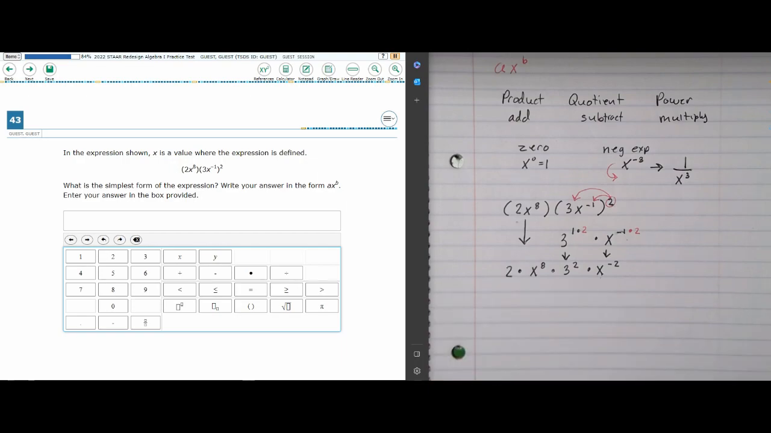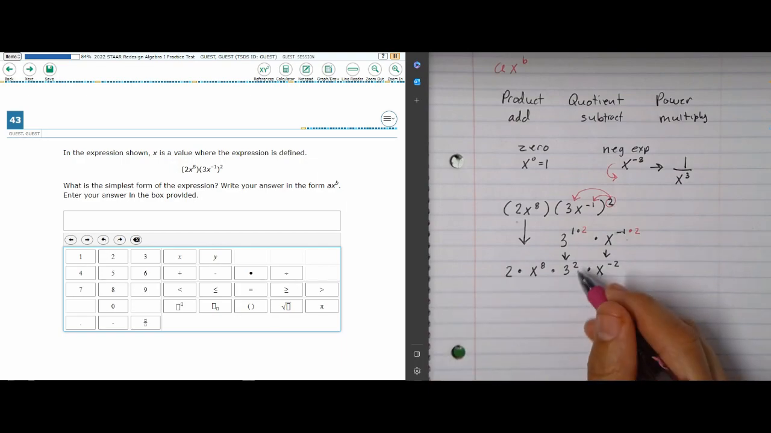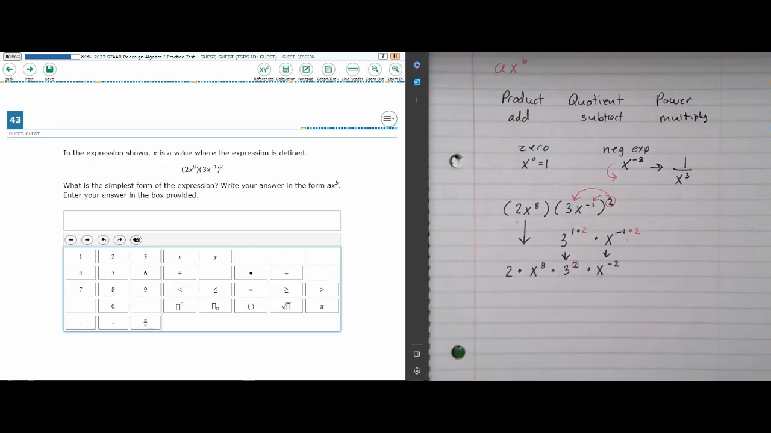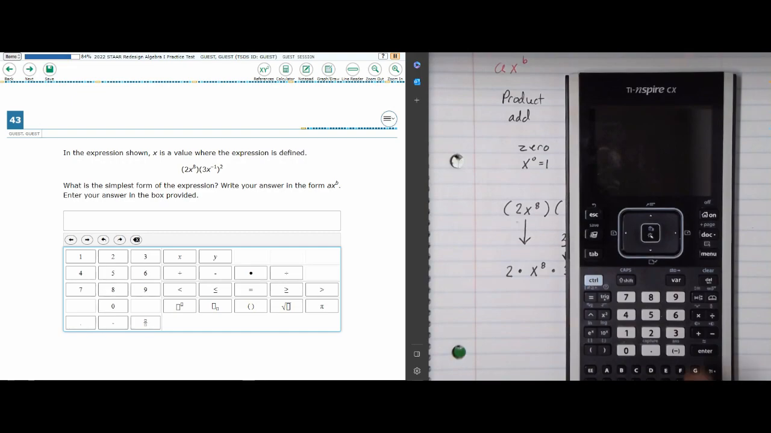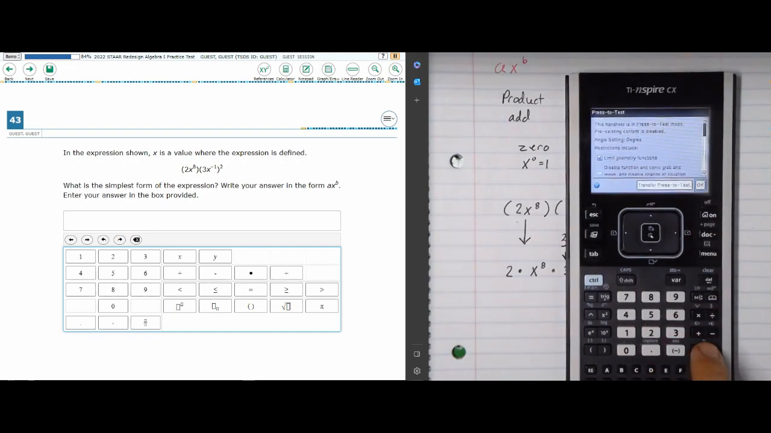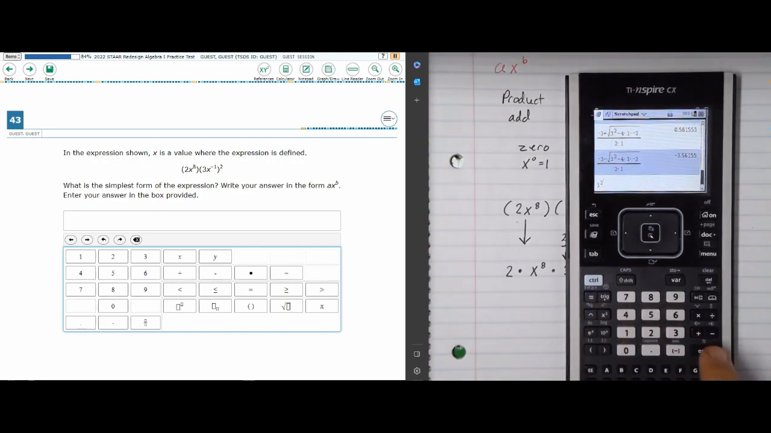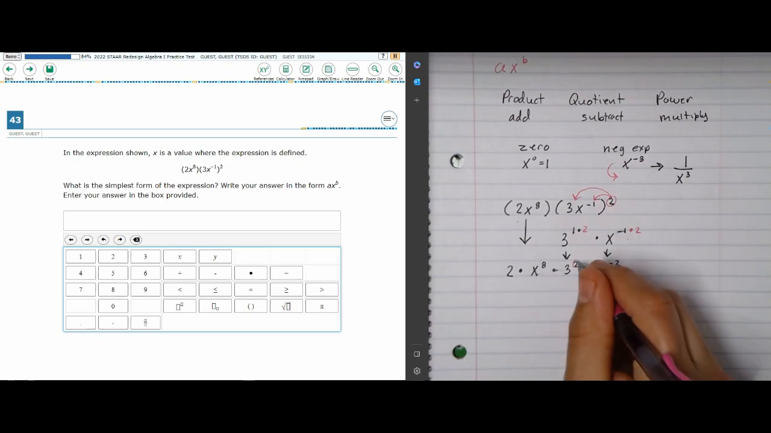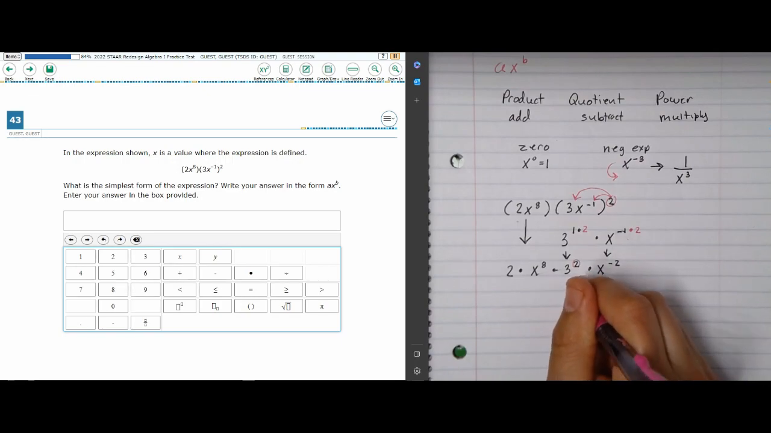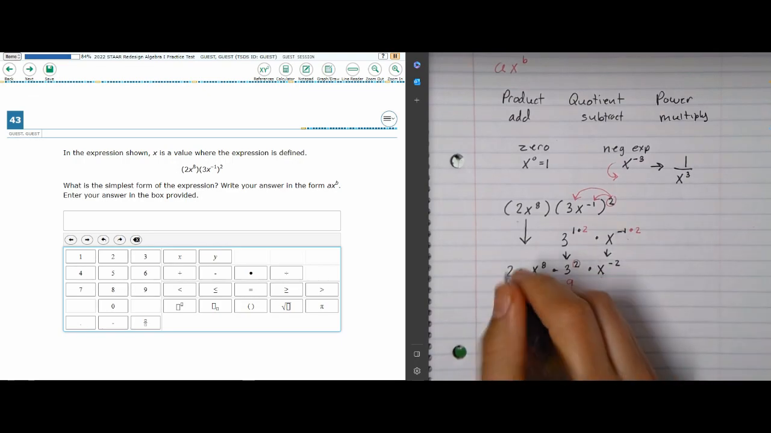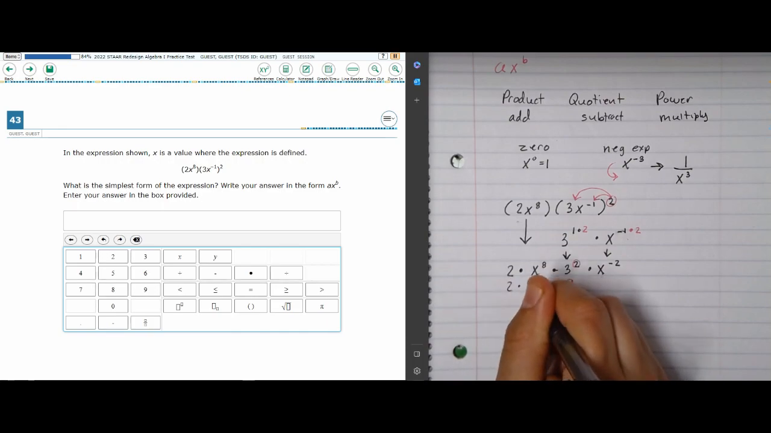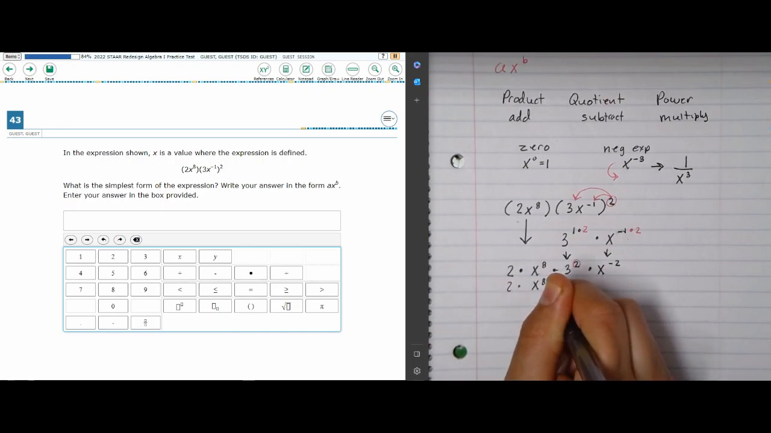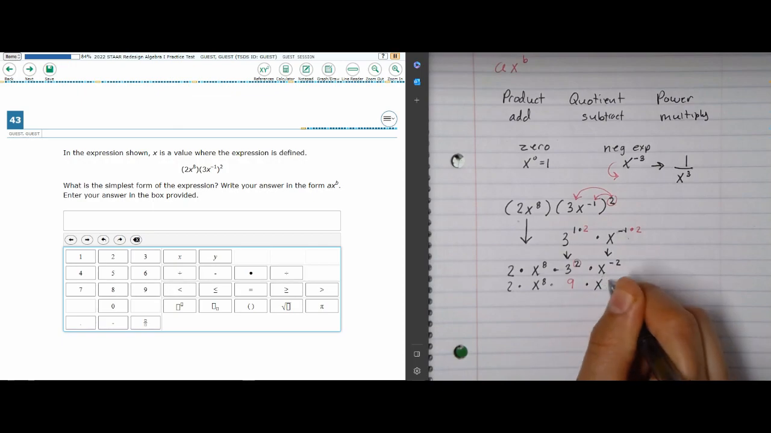Now before I start putting things together, I want to take care of this power of 2 here, because I can put that in a calculator, 3 to the power of 2, and get a number for that. So let me do that real quick. I'm going to go to calculate, and 3 to the power of 2 gives me 9. So this 3 to the power of 2 actually becomes a 9. Bring down my 2, my x to the 8, and bring down my x to the negative 2.